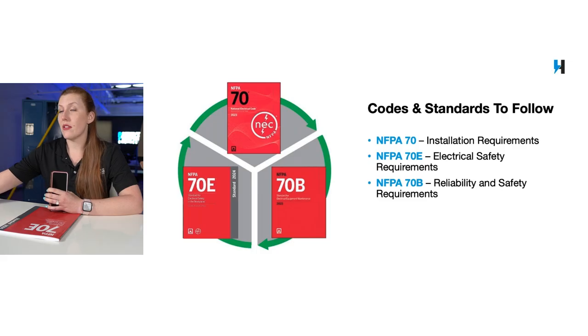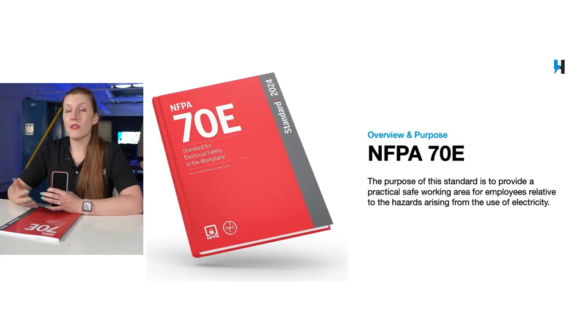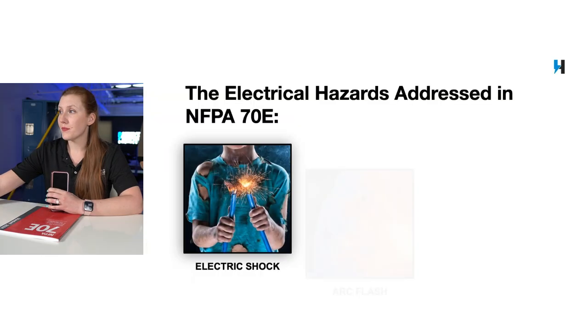The standard for electrical safety in the workplace, the 70E, the one we're really focusing on today, is the one that provides the practical, safe working area for employees relative to the hazards arising from the use of electricity. Basically, what work practices, procedures, personal protective equipment, hazard analysis tools, risk assessments, job plans, and forms need to be included in your electrical safety program, and how should workers implement those tools and resources and that knowledge. That's where we get the 70E guidance.